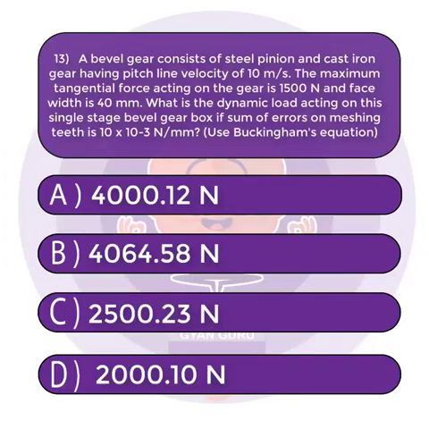A bevel gear consists of steel pinion and cast iron gear having pitch line velocity of 10 m/s. The maximum tangential force acting on the gear is 1500 N and face width is 40 mm. What is the dynamic load acting on this single stage bevel gear box if sum of errors on meshing teeth is 10 x 10^-3 mm? Use Buckingham's equation. A. 4000.12 N. B. 4064.58 N. C. 2500.23 N. D. 2000.10 N.